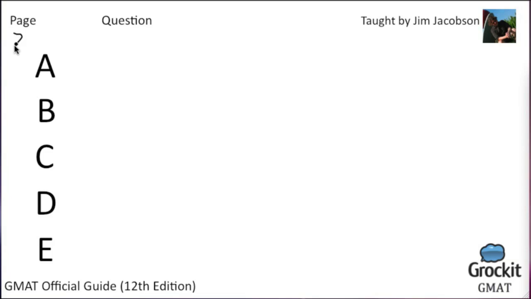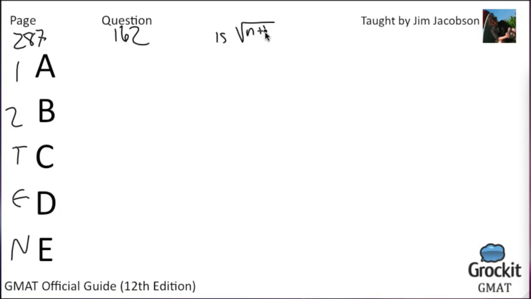So page 287, that's an 8. 287, question number 162. If n and k are positive integers, is the square root of the quantity n plus k greater than 2 times the square root of n? So is the square root of n plus k greater than 2 times the square root of n?